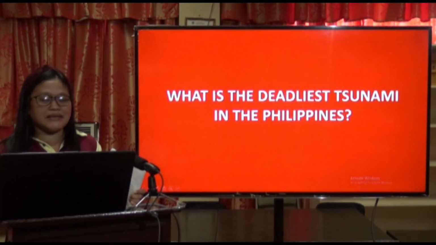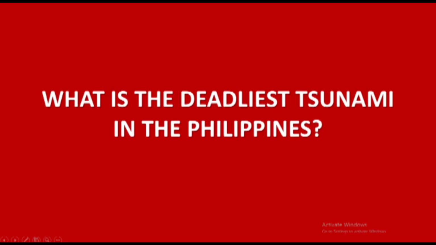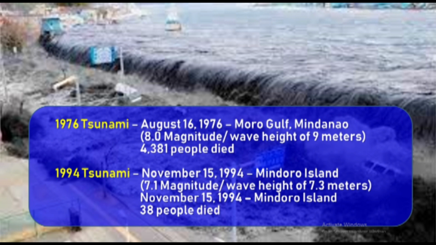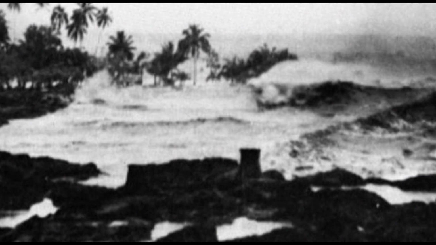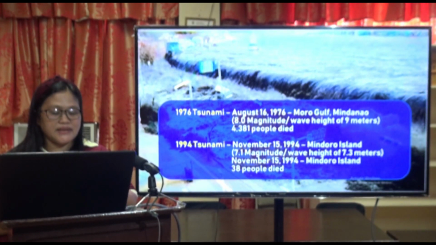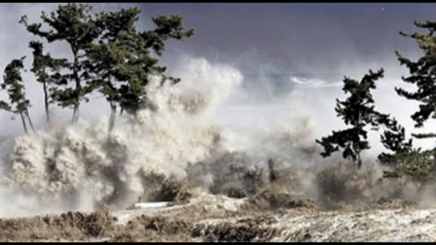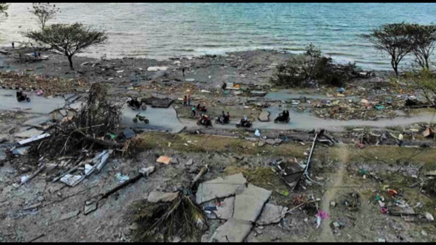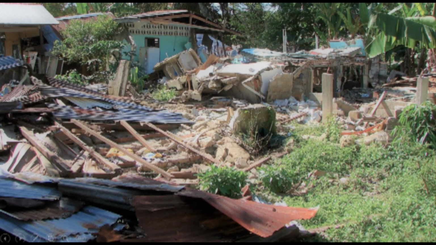So what is the deadliest tsunami in the Philippines? Okay, so 1976, the tsunami was on August 16, 1976, Moro Gulf, Mindanao. So 8.0 magnitude, wave height of 9 meters. So mataas. So 4,381 people died. So in 1994, November 15, 1994, Mindoro Island. So, 7.1 magnitude, wave height of 7.3 meters. So, 38 people died.